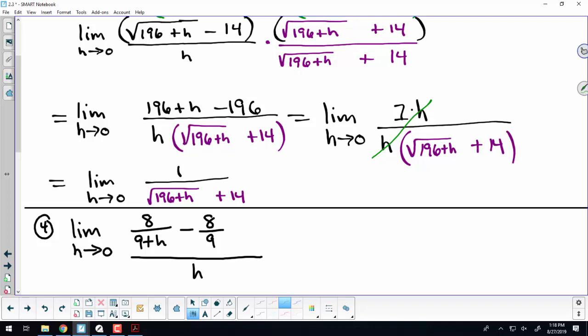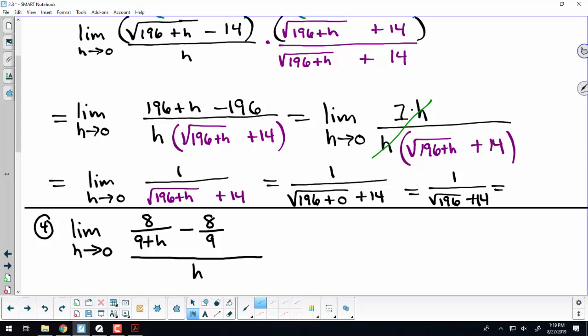So what's the limit? 1 over 28. Yeah. So now h is going to 0. We did this algebraic thing, and then I simplified it. Let me reevaluate the limit. So I'm just going to plug that 0 back in for h. And so I have 1 over the square root of 196 plus 0 plus 14, which is 1 over square root of 196 plus 14, which is 1 over 14 plus 14.